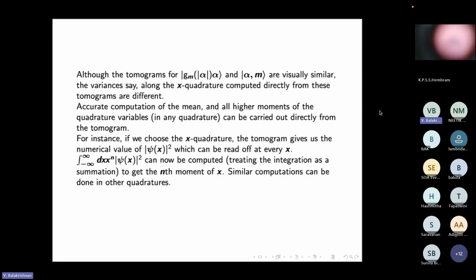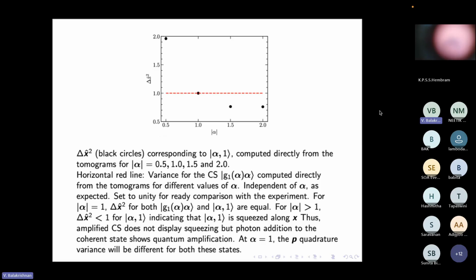So although the tomograms, as I showed you, for the amplified state and alpha comma m are visually similar, the variances, say, along the x quadrature computed from these tomograms are different. So I can even do it simply. If I choose the x quadrature, the tomogram gives me the numerical value of modulus of psi of x the whole square, which I can read off at every x. Then all I have to do is this integration, and that gives me the nth moment of x. So if you look here, this is the variance as a function of mod alpha.